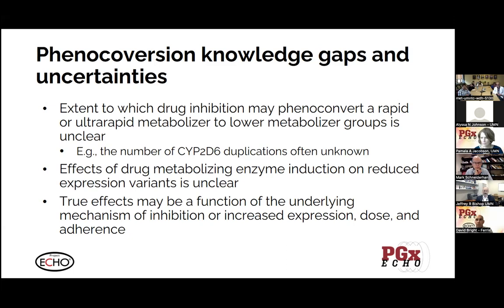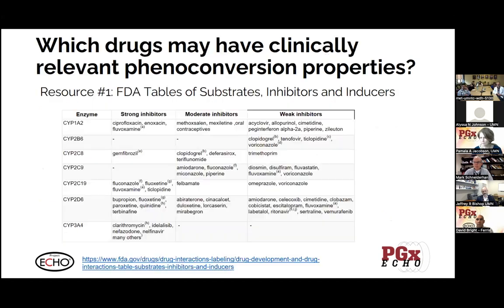There are case reports of individuals with ultra-rapid metabolizer genotypes who do not phenoconvert. There are reports of some who do phenoconvert. So I think that's important in the context of some assumptions that are made in some of the resources that I'll provide to you in a few slides here. Similarly, the effects of enzyme induction on reduced expression variants is unclear and not really well reported. And of course, the true effects may be a function of the underlying mechanism of inhibition of a particular drug or how it induces or increases expression, as well as the dose, duration on a certain dose, and of course, adherence to a particular medication.